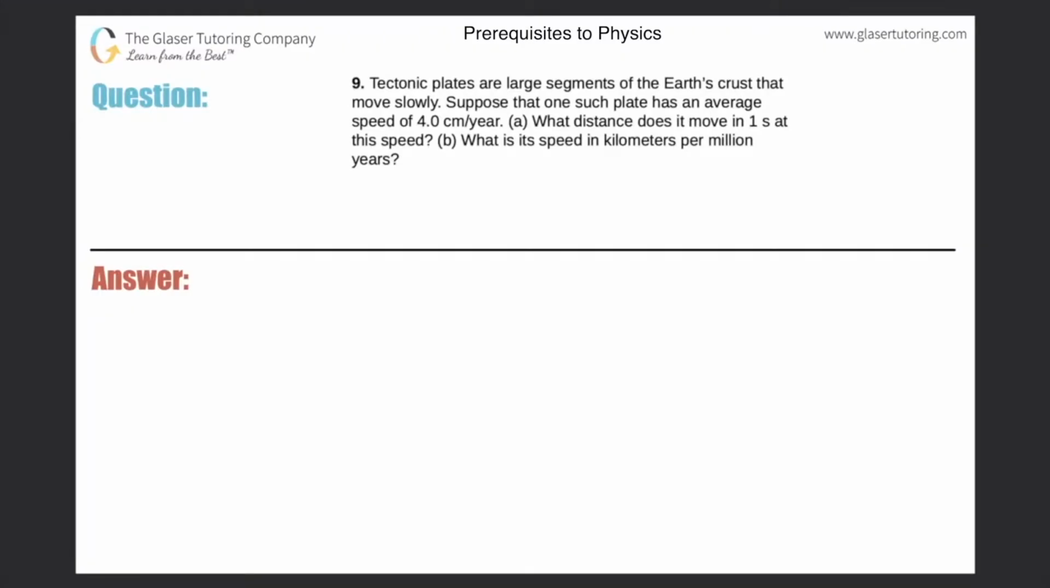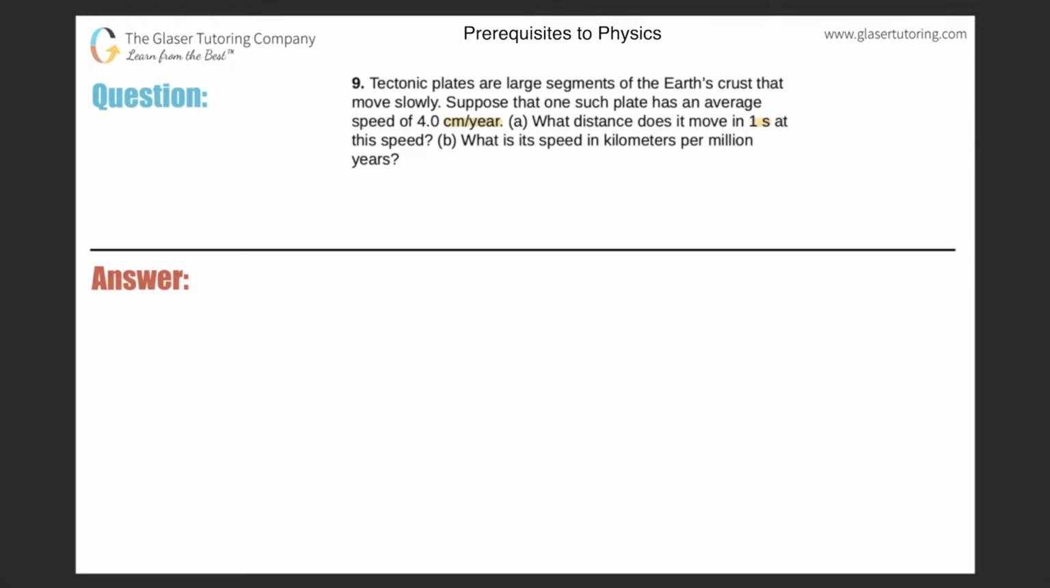Tectonic plates are large segments of the Earth's crust that move slowly. Suppose that one such plate has an average speed of 4 centimeters per year. What distance does it move in 1 second at this speed? Okay, so they're asking us to calculate a distance per time.